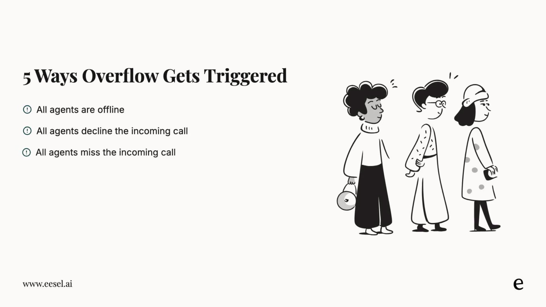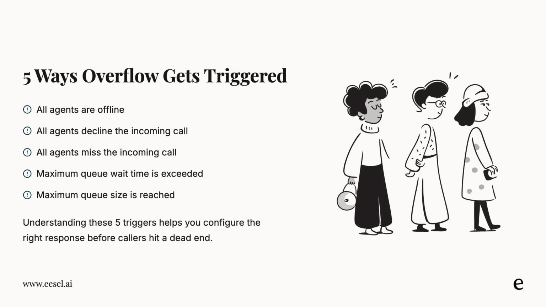Overflow activates in 5 specific situations. All agents are offline, agents decline or miss the call, the maximum wait time is exceeded, or the queue hits its size limit. Understanding these 5 triggers lets you design the right response before callers hit a dead end. Each trigger has a different fix, so knowing which one fired actually matters.